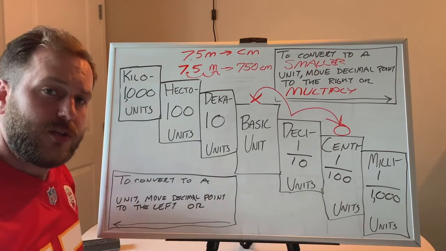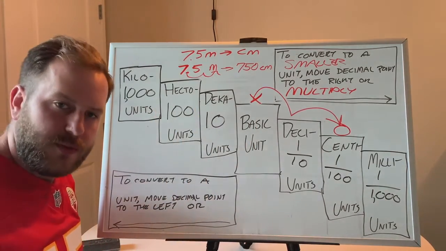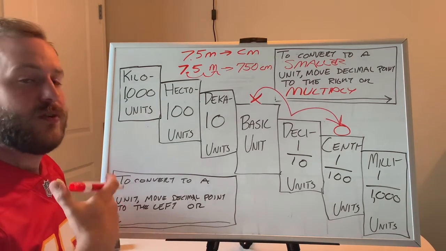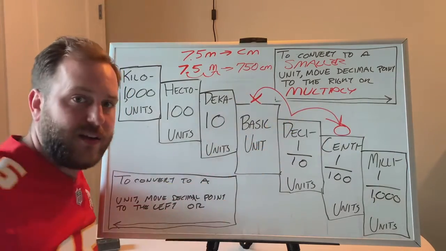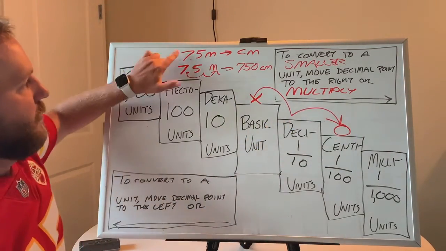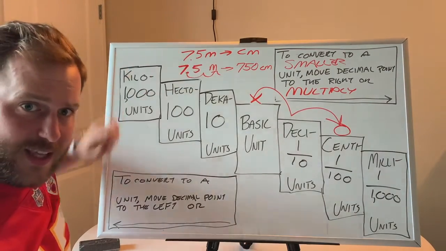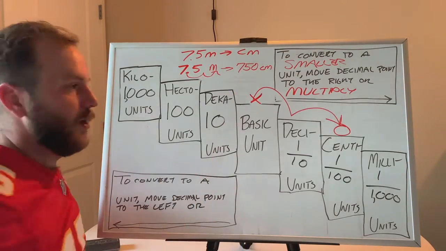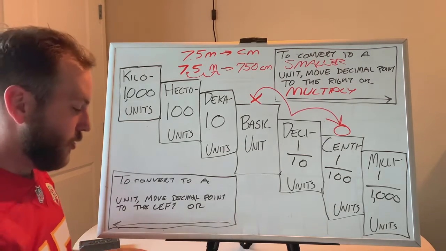The other thing we can do, if you're moving to the right, is multiply by the factor of 10 that you did. So you went 1 factor of 10, 2 factors of 10. If you took 7.5 and multiplied it by 10 and then multiplied that by 10 again, that would be the same as multiplying it by 100, which would give us 750. So that's how you move to a smaller unit.